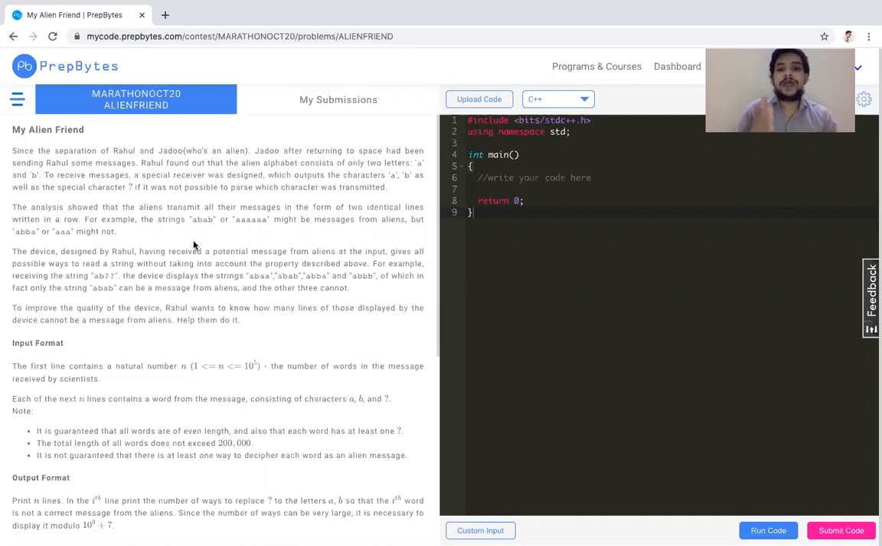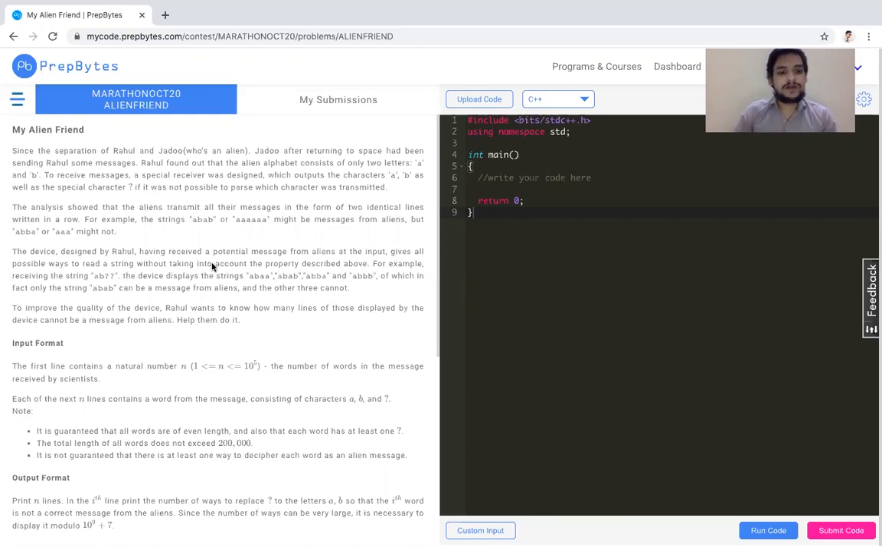Now, what will be the actual message then? As given in the question, when we divide the string we get after replacing into equal halves, if both strings are identical to each other, then that is the message from the alien. And if they are not equal, then that is not the message.